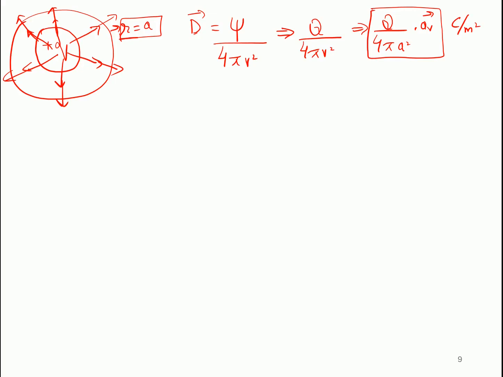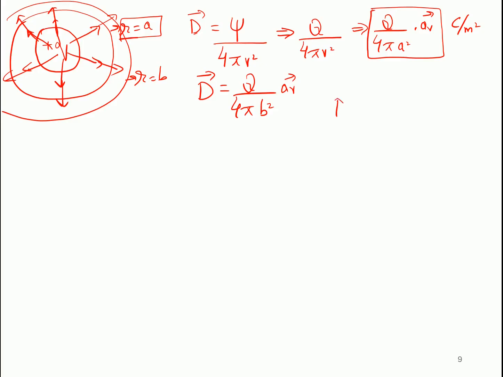Similarly, if I introduce another radius outside of this, let me call it r equals b. Since the radius is increased, the area also gets increased. So the electric flux density for the second scenario comes out to be charge per 4 pi b square, a of r. So finally, a generalized form comes out to be: the electric flux density is equal to charge per unit sphere area in this direction. So this is the generalized equation of the electric flux density.